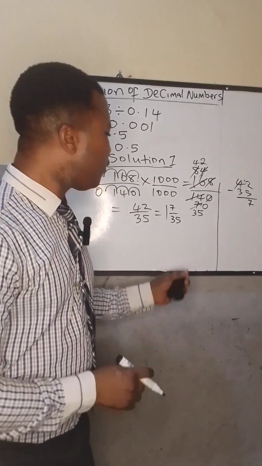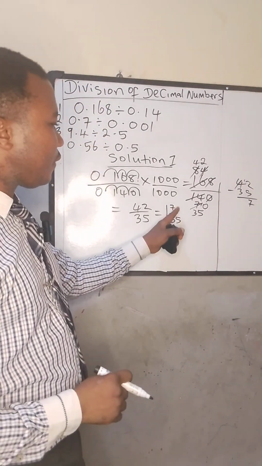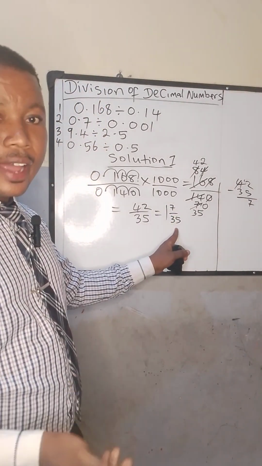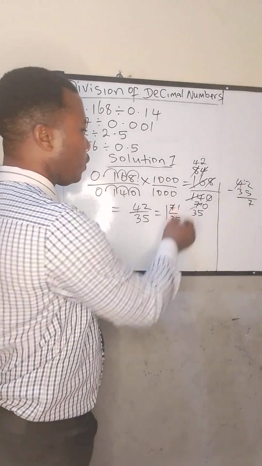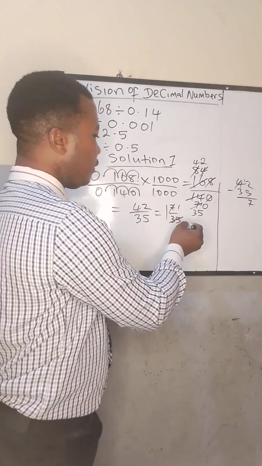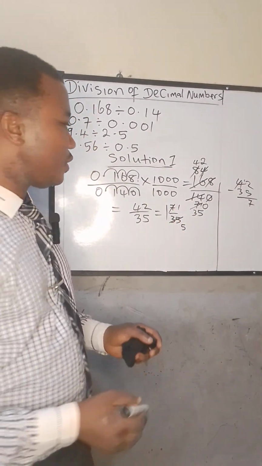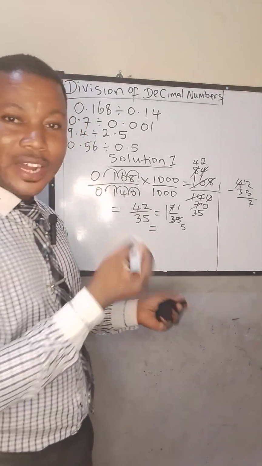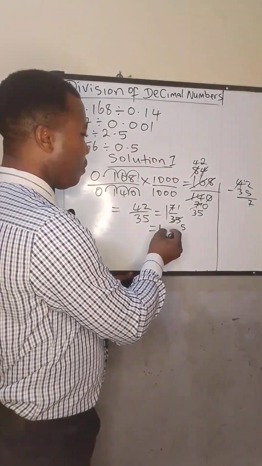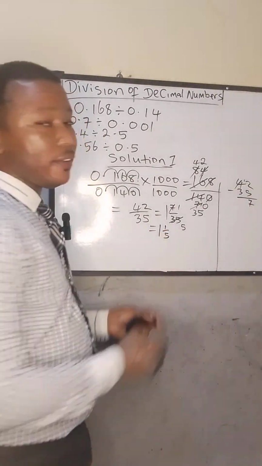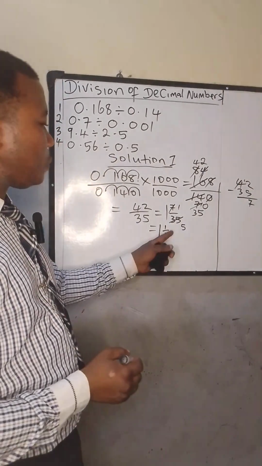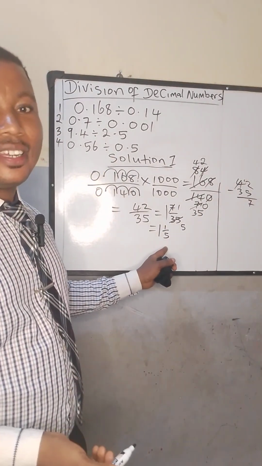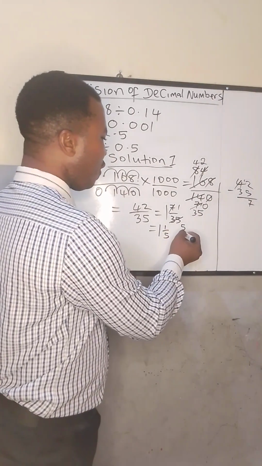Now if you look at this, 7 can divide itself and divide 35. So 7 here gives us 1, and 7 here is giving us 5. So if you have to leave the answer in fraction, it's going to be 1 whole number, 1 over 5. You can still leave this also in decimal. How can this be in decimal? Let's put it in decimal.